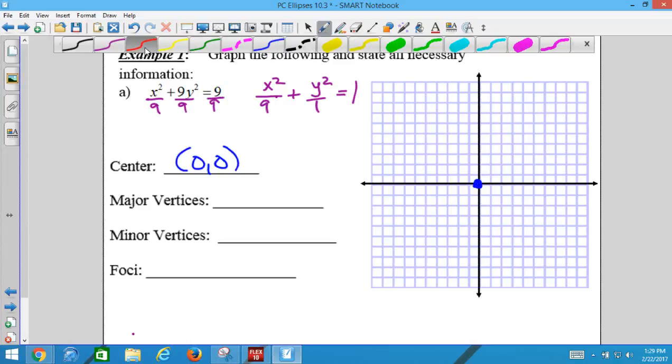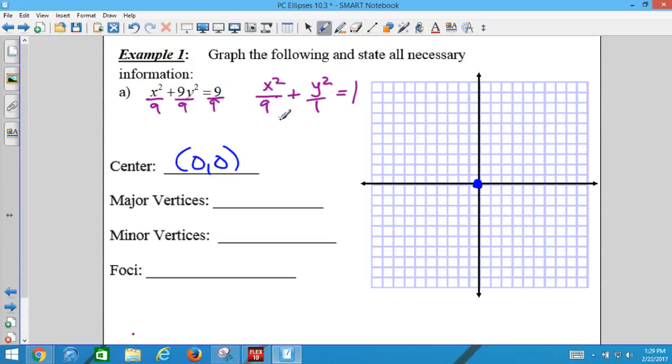And we have to figure out major axis and minor axis. So we need to look for the bigger number. Where's the bigger number, 9 or 1? 9. So this is the a squared. Because it is under x, it's going to be a horizontal kind. We'll make a little note so you have notes to go off of later. I'm writing down as much as I can. I would encourage you to write more than less right now.